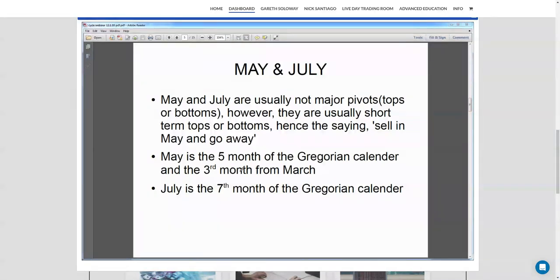Why would July be important? Anybody? You got it, Jim. Yeah, July is number 7, right? What does 7 represent? 7 represents change. Okay, 7 represents change. So July is a very pivotal month.